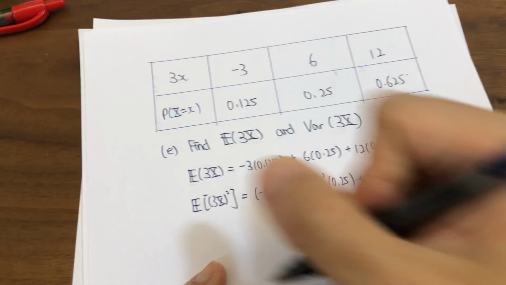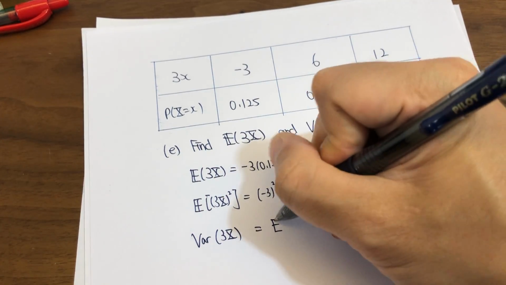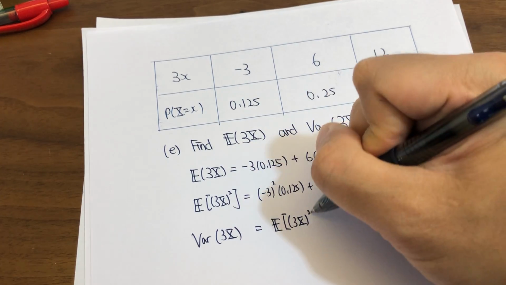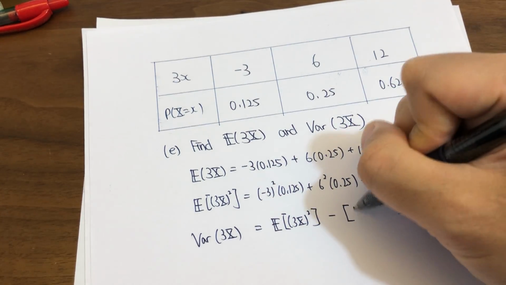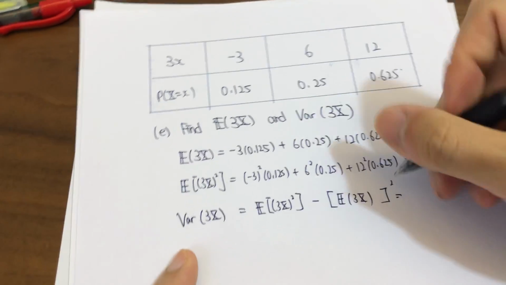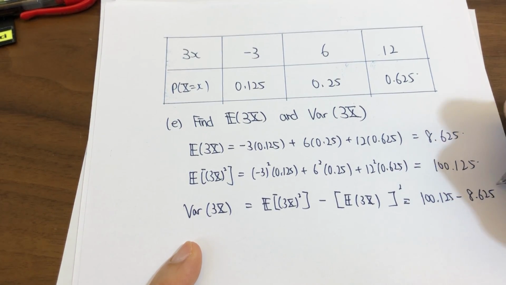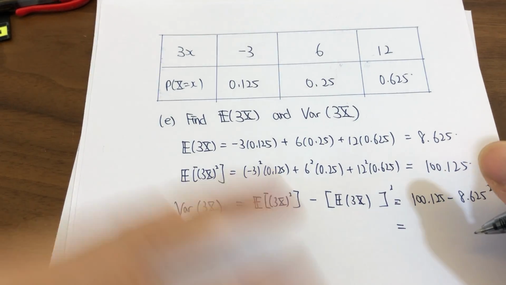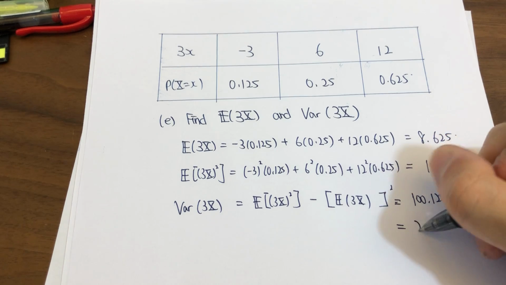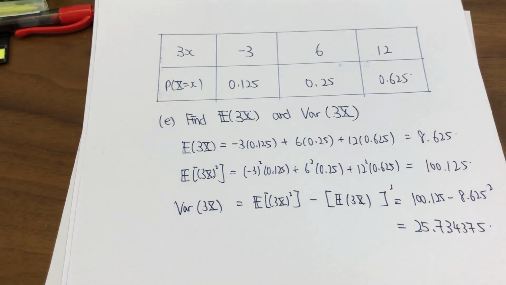And then the expected value of (3x) squared is -3 squared times 0.125, plus 6 squared times 0.25, plus 12 squared times 0.625, and then it becomes 100.125. So the variance of 3x is equal to the expected value of (3x) squared minus the expected value of 3x, squared, so it becomes 100.125 minus 8.625 squared, and the result is 25.734375.